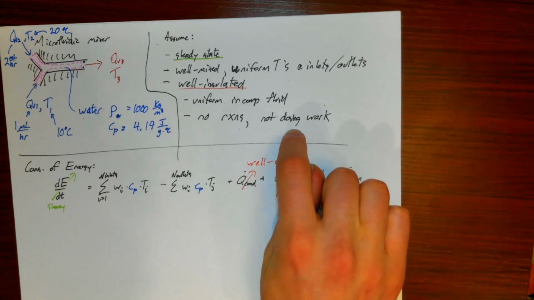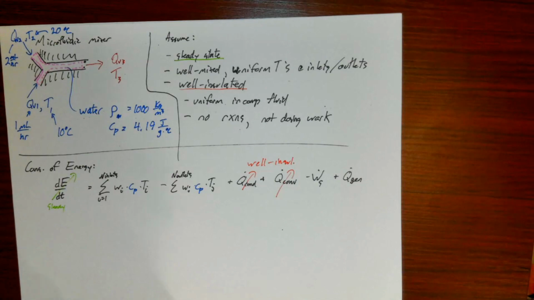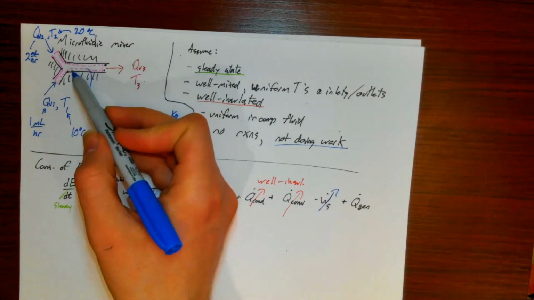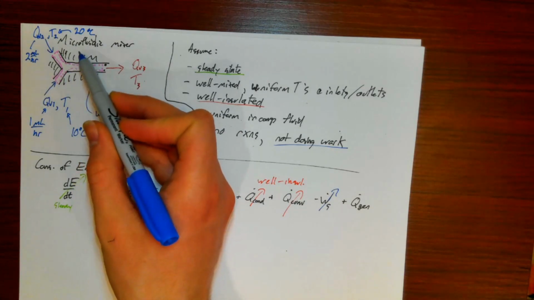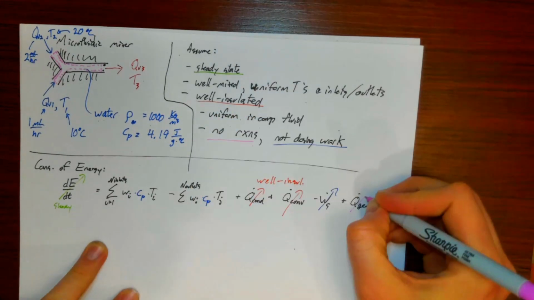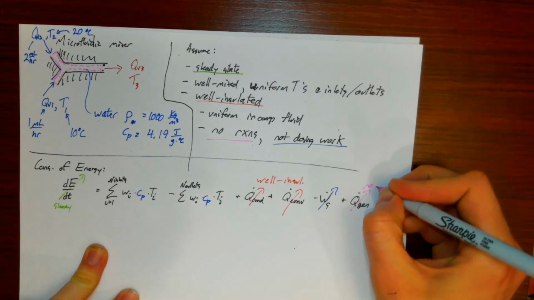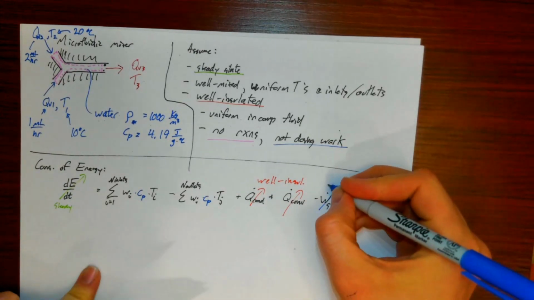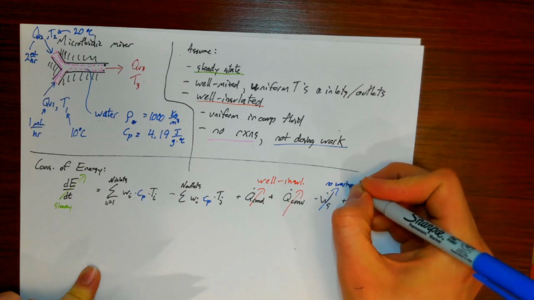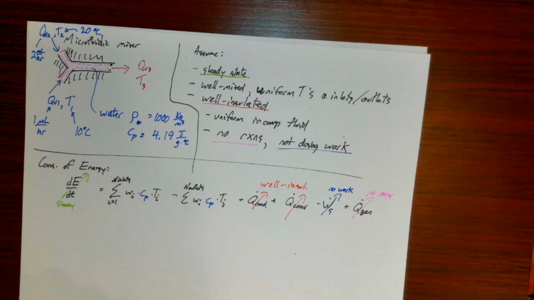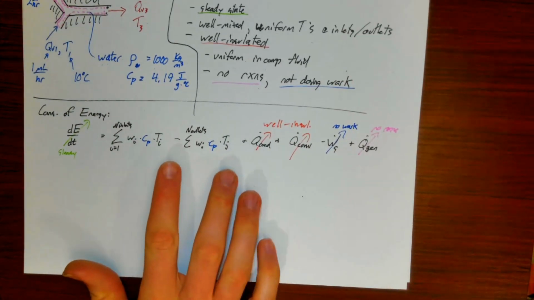The assumption of my system not doing any work means I don't have explosions going on here that are pushing on the boundaries, doing things like that. And if I assume I don't have any chemical reactions, then I can get rid of this term here. So even though we started with something that was pretty complicated, we end up with something that's a little bit simpler.